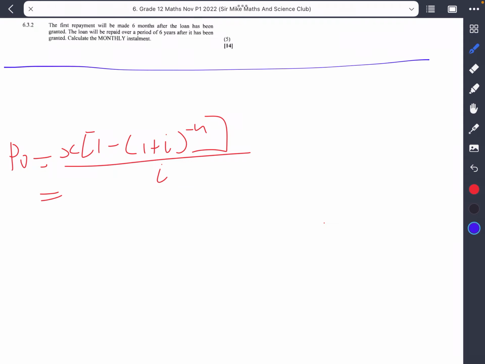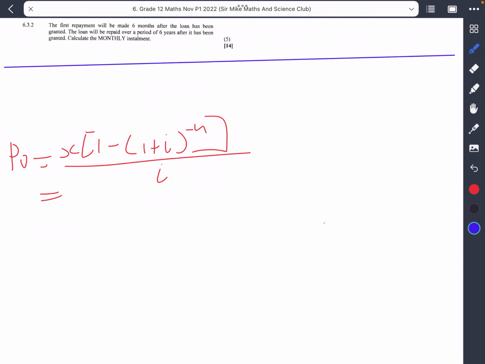So in this case, we know that PV equals x times (1 minus (1 plus i) to the power negative n), all of that divided by i. Remember that in this case, the first payment was actually made 6 months after the loan has been granted. So the first payment was made at T6.